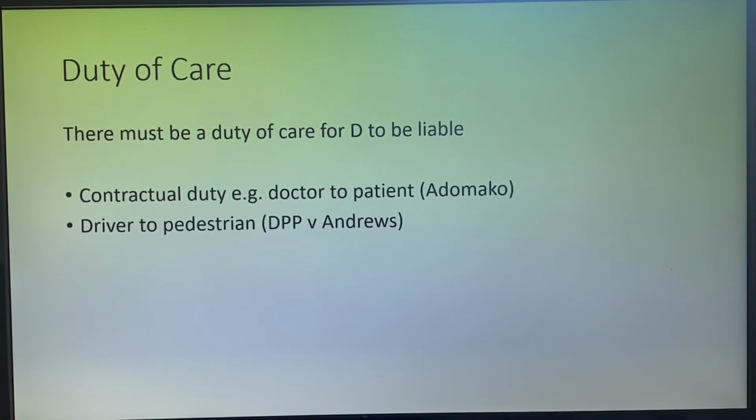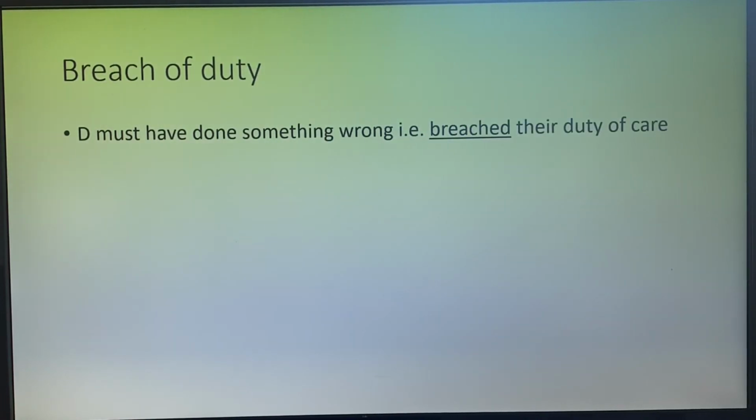And there are others around like statutory duties where an Act of Parliament says you have a duty of care and things like that. So you can have a look at those online. All the duties are clearly laid out. You have to breach that duty. So D must have done something wrong, i.e. they breached their duty of care. There are no real cases on this. If you look at Adomako, for instance, he breached his duty of care by failing to notice the breathing tube came loose. So just bear that in mind.